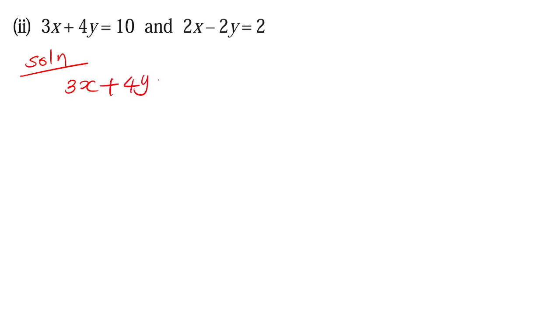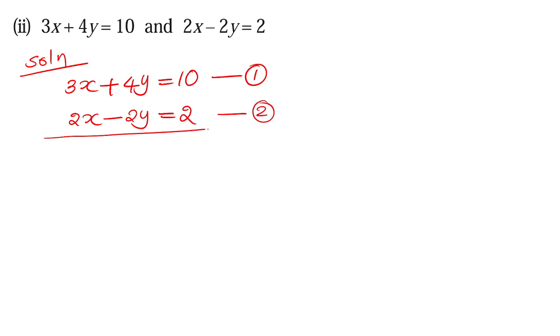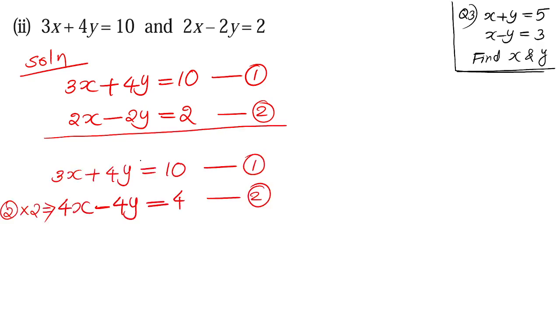3x plus 4y equal to 10. Equation number 1. And 2x minus 2y equal to 2. Equation number 2. Now listen to this. The first equation is simply copied without any change. The second equation is multiplied by 2. 4x minus 4y equal to 4.